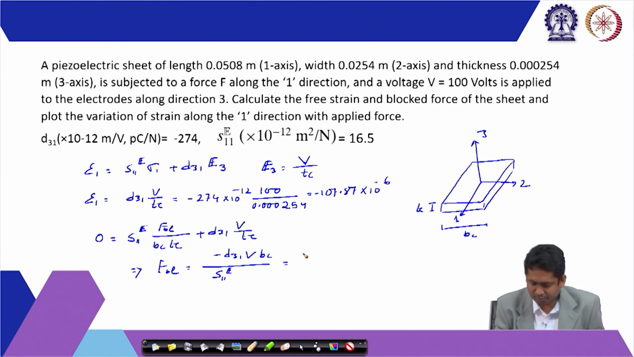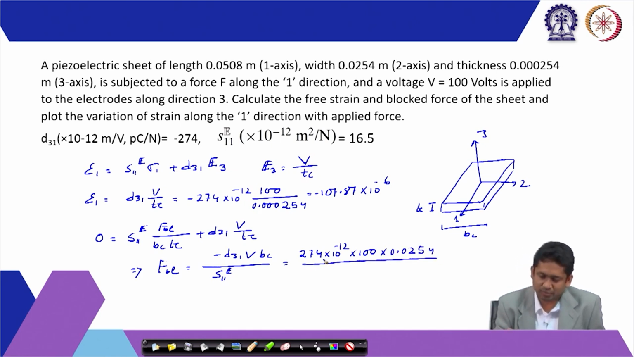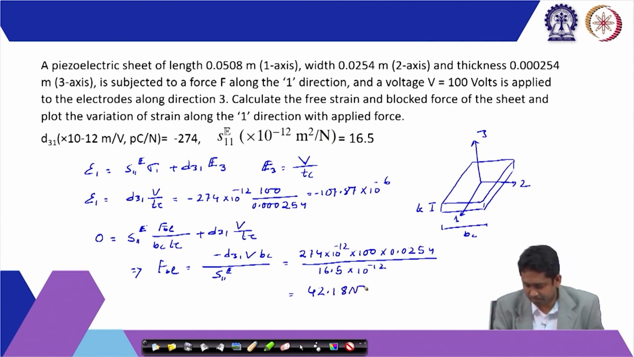So, if we put the values, 274 multiplied by 10 to the power minus 12, multiplied by 100 volt, multiplied by the dimension 0.0254, and then we have to divide by S11 electric field, which is given here, 16.5 into 10 to the power minus 12, and after simplification the force comes to be 42.18 Newton.